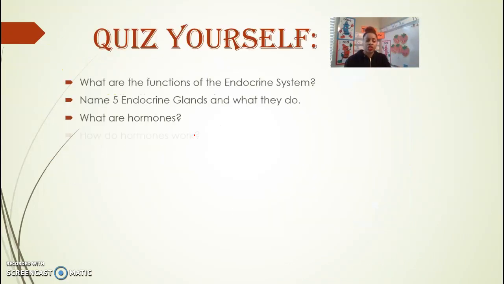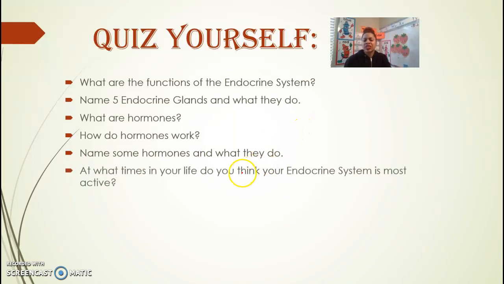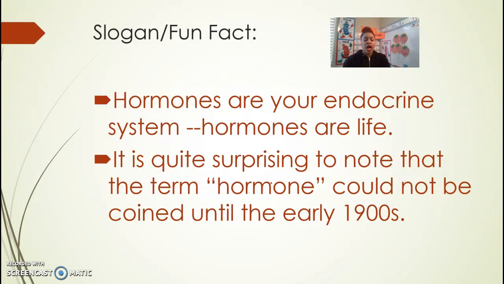So I want you to quiz yourself. Can you answer these questions? What are hormones? How do hormones work? Name some hormones, which I just told you. Name 5 endocrine glands. We also talked about that. And what are the functions of the endocrine system? At what times in your life do you think the endocrine system is most active? Teenagers, you're really wild and hormonal. And also women, when it's that time of the month, women can be a bit hormonal.